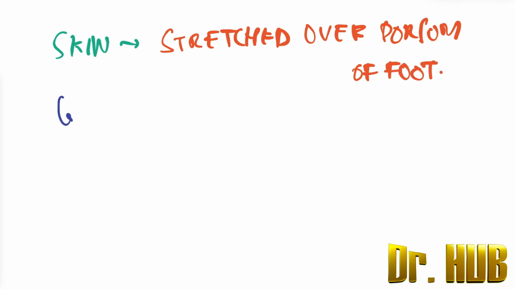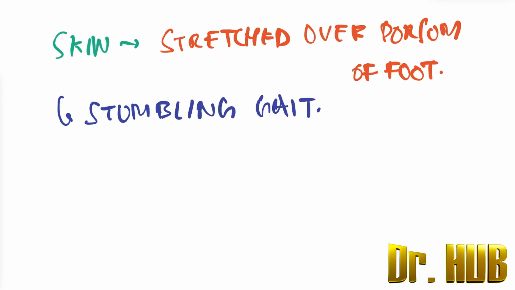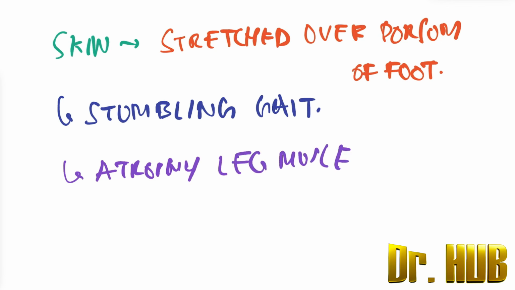And then there is also presence of the stumbling gait, and there is atrophy of the leg muscles. So that's atrophy of nothing but the leg muscles. So here, important, the primary deformities were the equinus, varus, cavus, forefoot adduction as well as the internal tibial torsion.